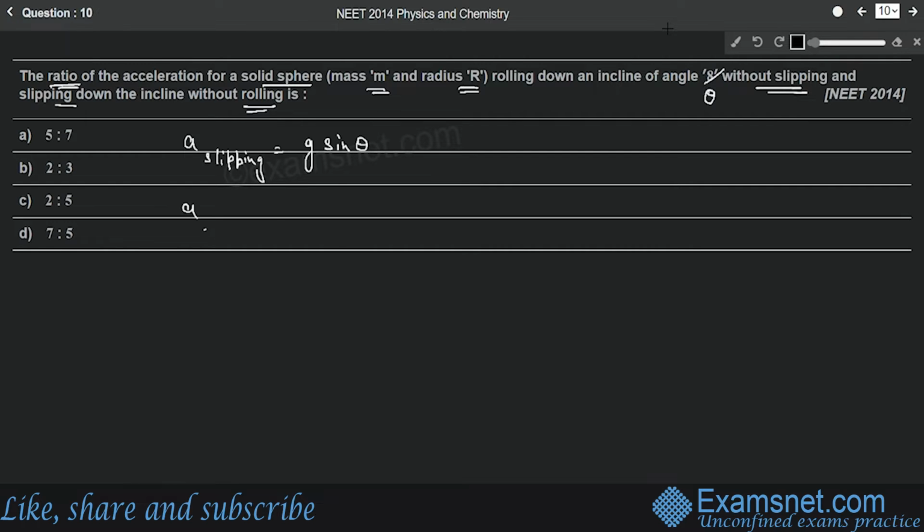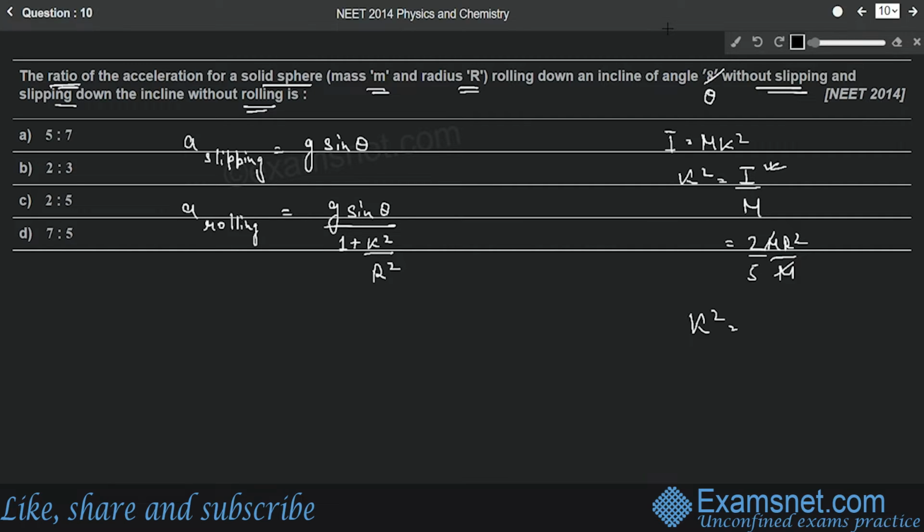Similarly, for the body that is rolling without slipping, acceleration will be equal to g sine theta upon 1 plus k square by r square. Now, moment of inertia is equal to m k square. So k square will be equal to I by m. And what will be the value of I, that is moment of inertia for a solid sphere? It will be 2 by 5 m r square. So 2 by 5 m r square by m. So m will be cancelled. So k square will be equal to 2 by 5 r square for a solid sphere.